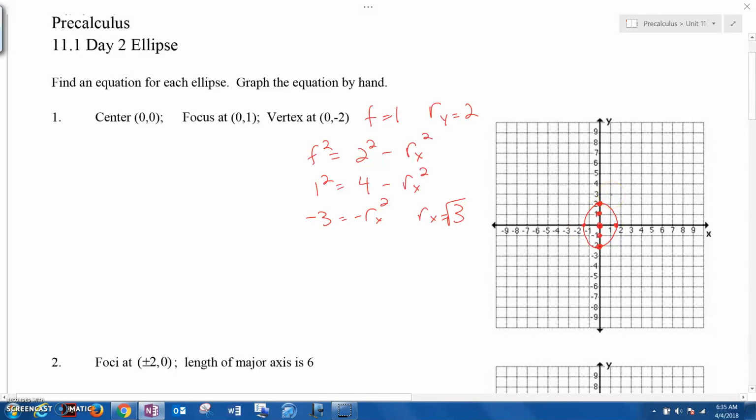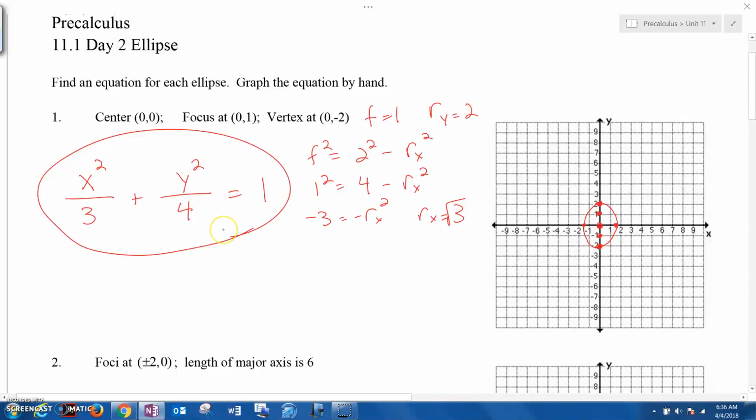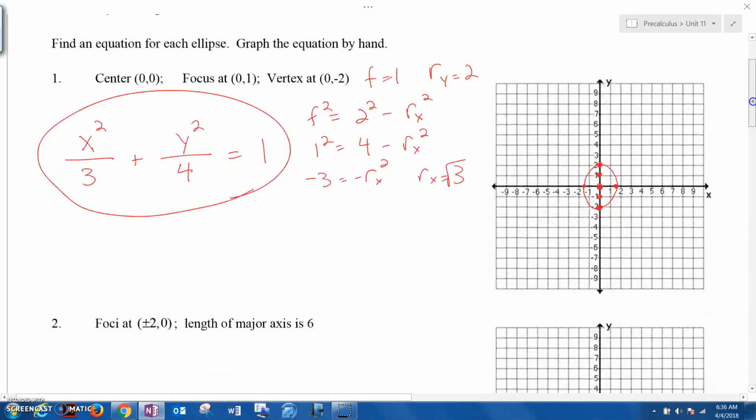And now we can put that into an equation. Well, if the center is 0, 0, it's just x squared and y squared on top. Now we just need to figure out the radii. If Rx is square root of 3, that means when you square it, you get a 3 down here. If Ry is 2, when you square it, you get a 4 down here. That's all you've got to do to come up with an equation: figure out Rx, Ry, and the center. That's all you need. Sometimes you need to put the focus down to get that.